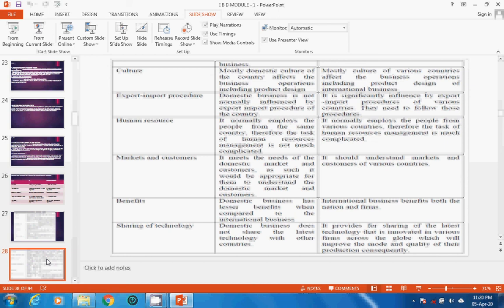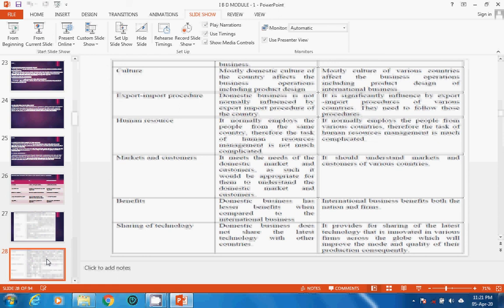Markets and customers. International business firms should understand the markets and customs of various economies. But this is not required in domestic business, where they have only domestic customs and a domestic market, which is similar in almost all parts of the country.